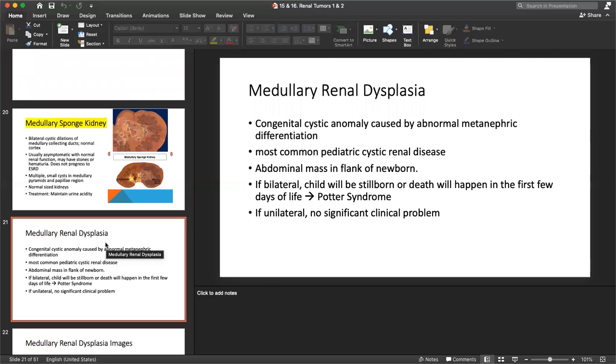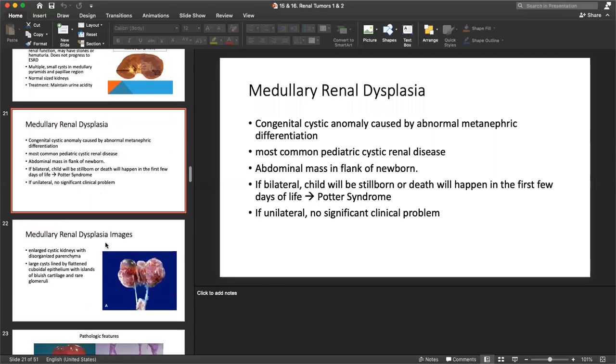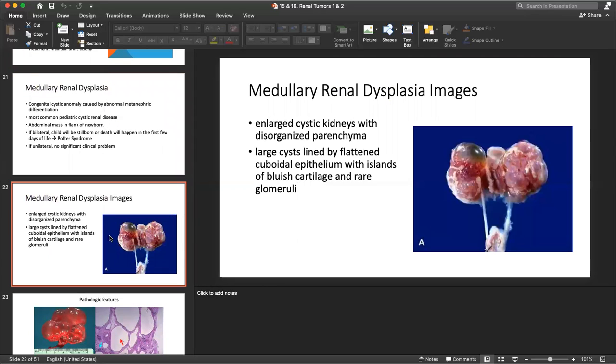Multicystic renal dysplasia is going to be an anomaly caused by abnormal metanephric differentiation. If it's bilateral, Potter syndrome. Unilateral, no problem. I think this one's probably pretty important too. It kind of would make you think of maybe autosomal dominant polycystic kidney disease, but I would think of it more in kids, and then also you're going to notice blue cartilage. That's not normal.